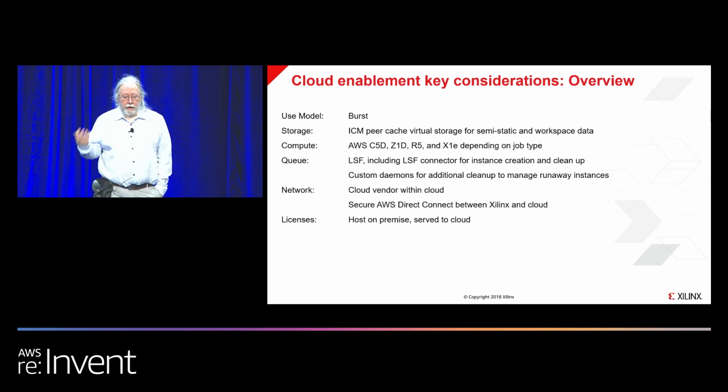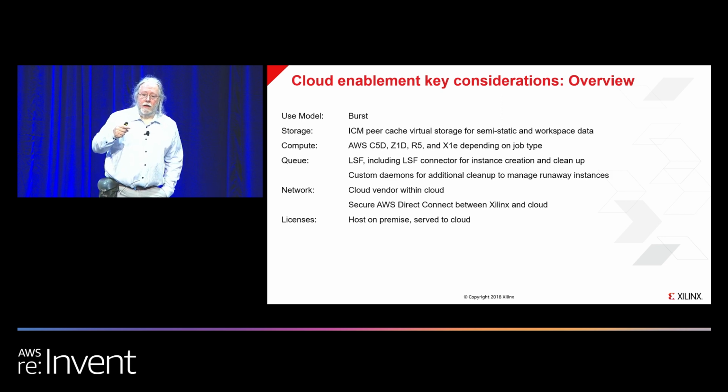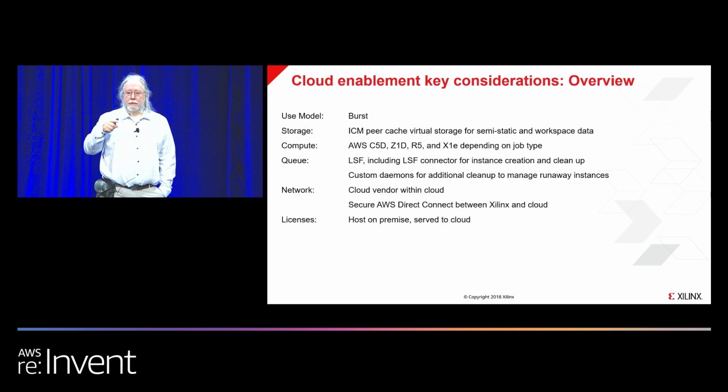So just to summarize what we are doing, our use model is burst. We are using ICMPA cache virtual storage for both the semi-static and the workspace data. Typically for our compute, we use C5Ds for the default server, and we use Z1Ds when someone says, I want a turbo button and I want it to run faster. They do cost more, they do run faster. Our experience is they're around 5 to 10% faster and around 30% more expensive, so there's a premium to get the 10% faster. So don't make it the default.